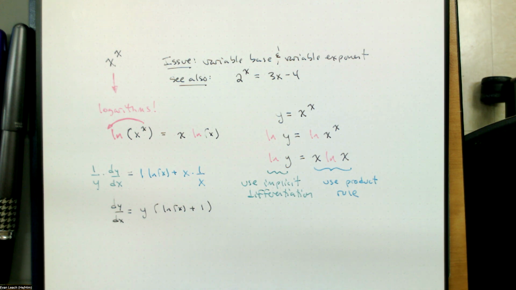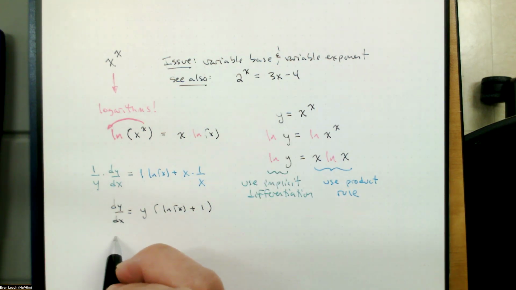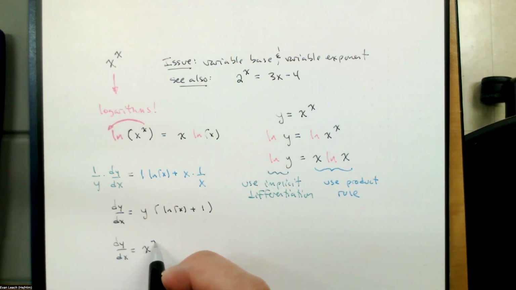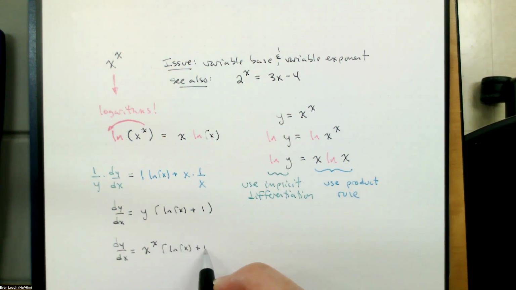This is an implicit description of our dy/dx. It involves y and x, but we have an expression for y. So we could also write this as dy/dx is x to the x times the natural log of x plus 1.